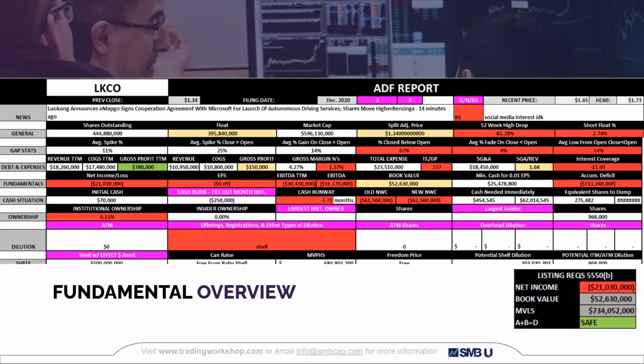And this bottom right thing you see, the listing recs, that's just the Nasdaq listing requirements. Usually if a stock is very poor and doesn't meet the net income, book value, and MVLS standards, then I'll factor them into the play. But this one, as you can see, says it's safe, so that wasn't part of this play. But it's something I usually factor into ADFs if they need to push the price up or do a reverse split or something along those lines.